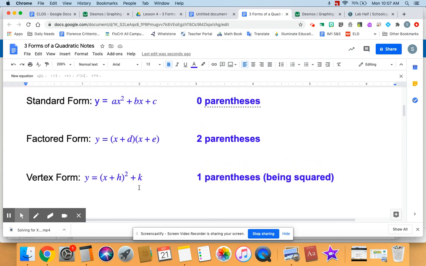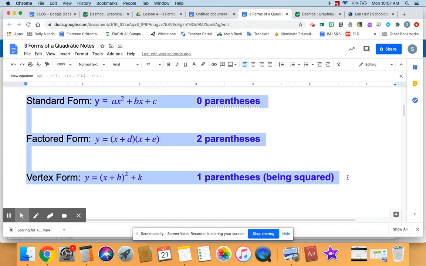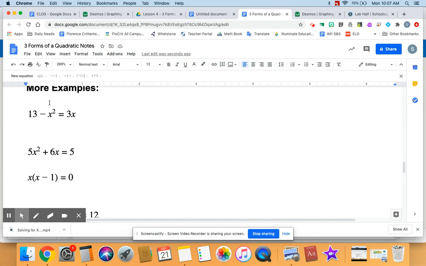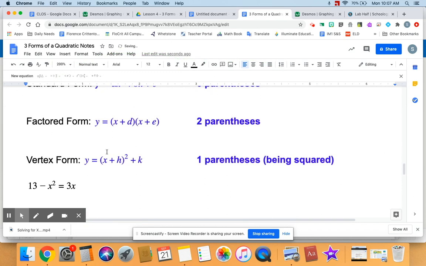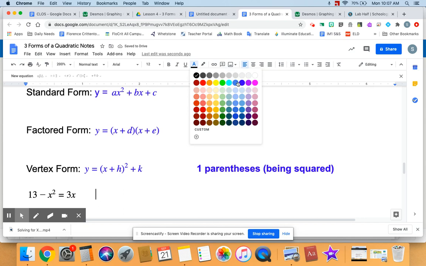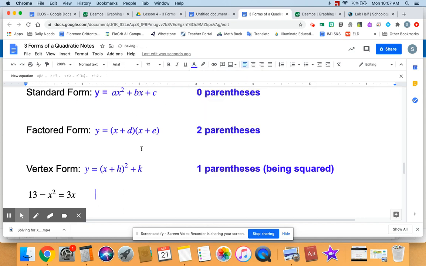So that's going to be the easiest way to tell them apart. So here, I'm going to grab this and bring it down to our examples so we can look at them at the same time. So looking at this one right here, does it have any parentheses? No, so it should be in standard form. But it's not. It doesn't look quite the same. We need to make it look the same as this guy here.